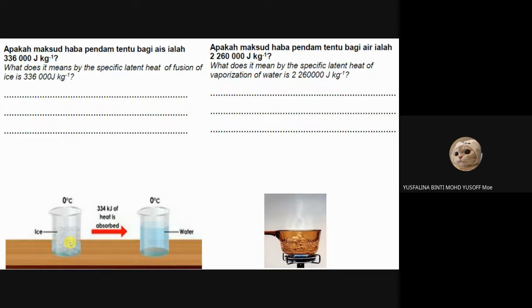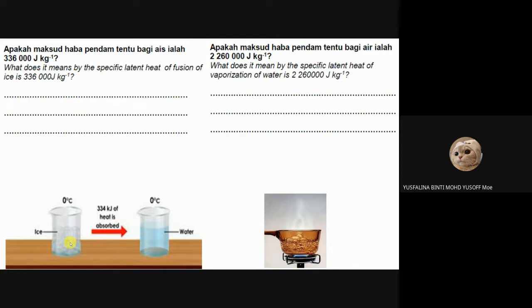Correct. This one is the same, also don't put kg^-1. Only put joule, because amount of heat energy, so heat energy is only joule. To change from solid to liquid. Also no need to put for the others. Kenny, this one also, please don't put kg^-1 because it is amount of heat energy. Heat energy is joule only.